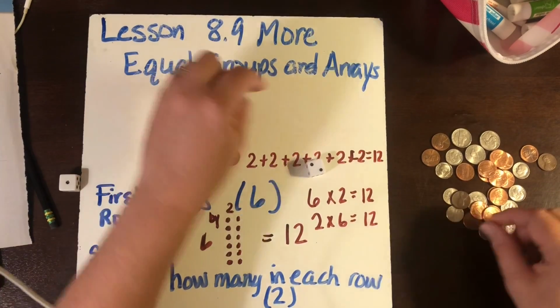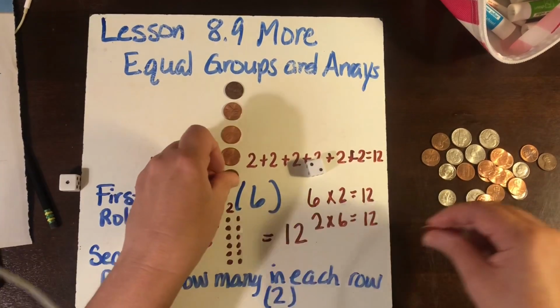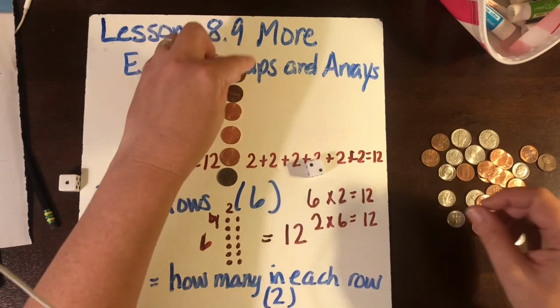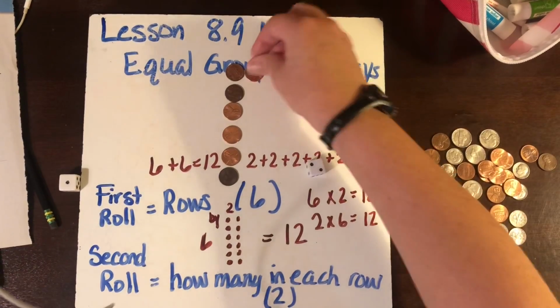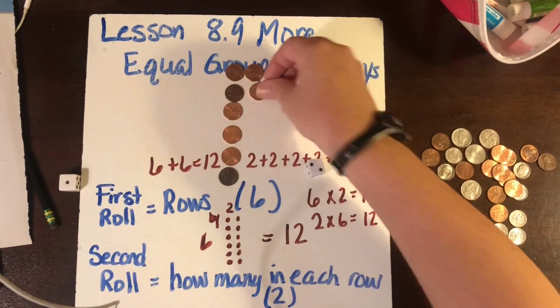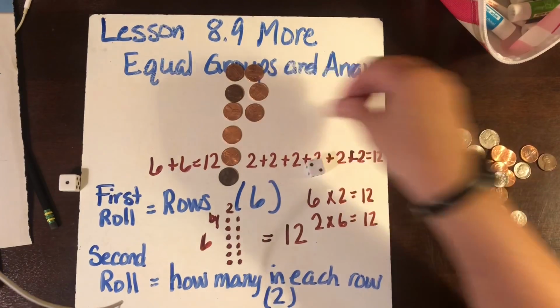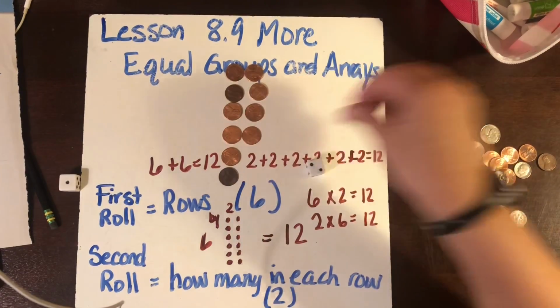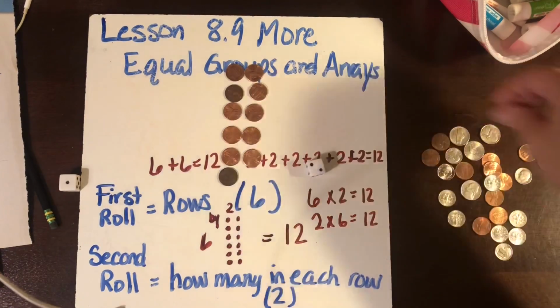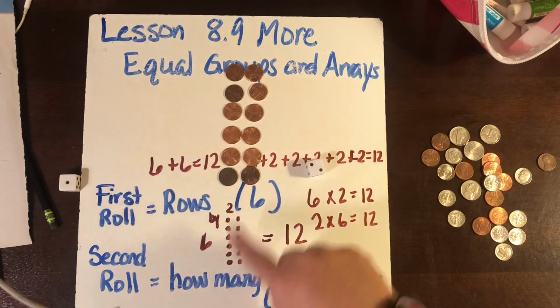1, 2, 3, 4, 5, and 6, and then 2 in each row. So you can draw it, or you can use your counters. Actually, I forgot I had mine. And it's the same thing.